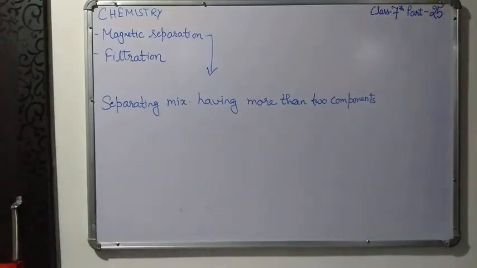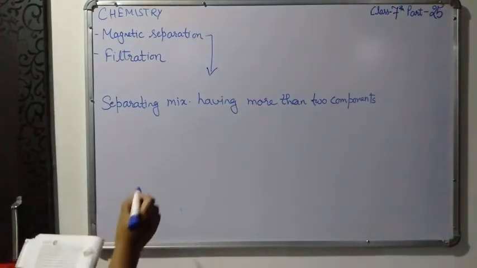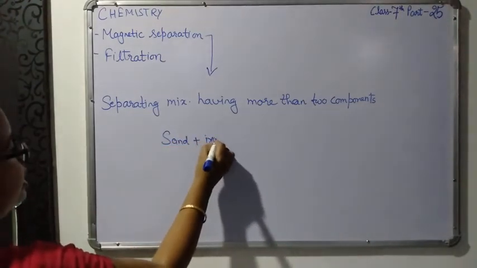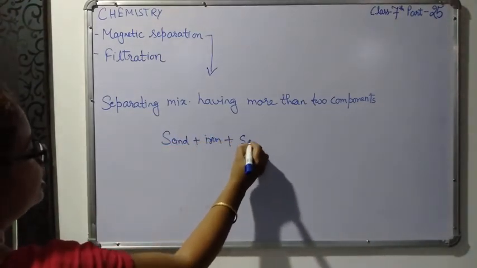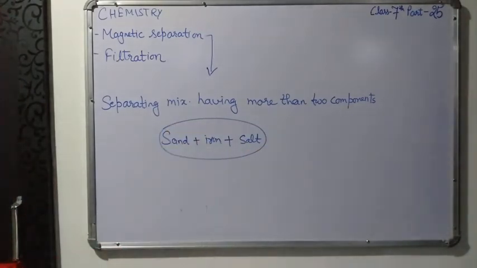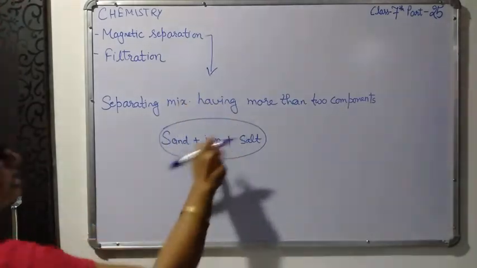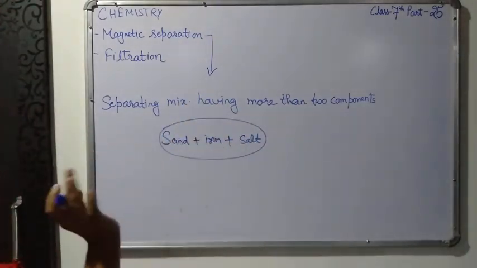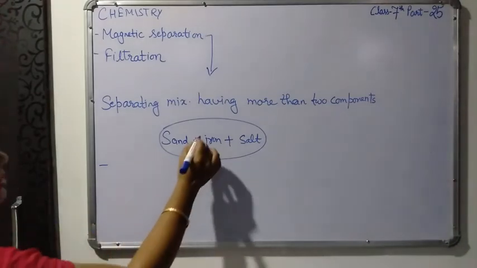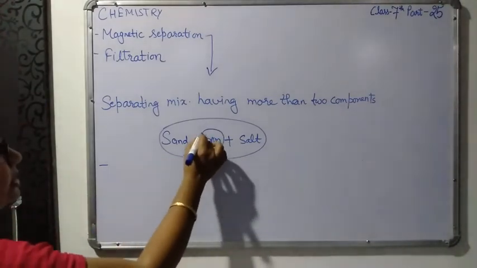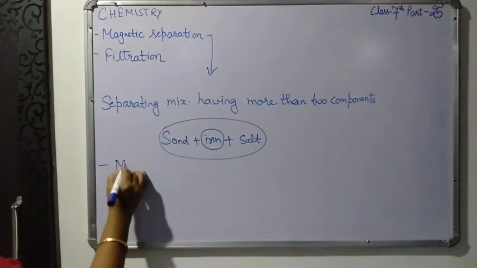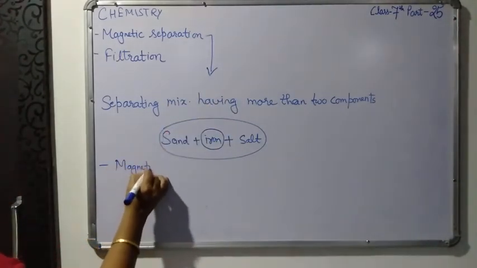Now suppose you have to separate a mixture of sand, iron filings and salt. Suppose you have a mixture of these three components: sand, iron and common salt, mixed together. The first method you will use is, I think all of you know that iron has the property of being attracted towards a magnet. So first we will use the magnetic separation method.